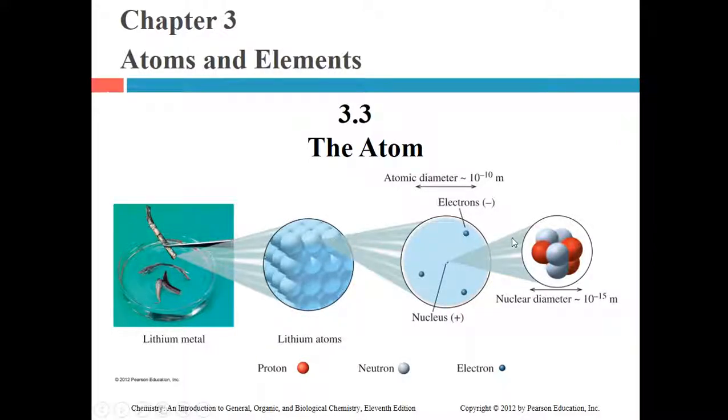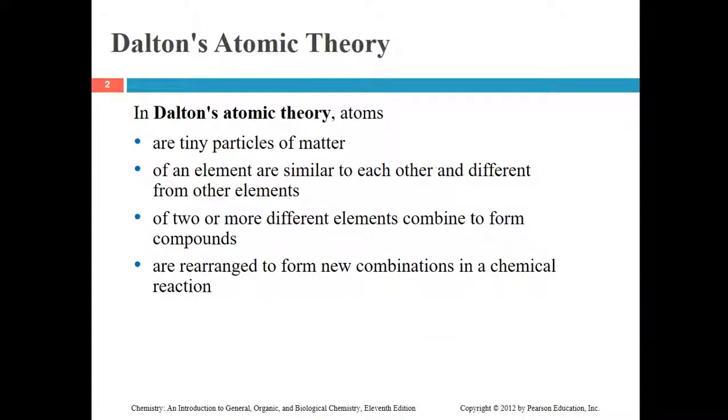Section 3.3. In this section, we're going to learn about the basics of the atom. Now, according to Dalton's atomic theory, and you may go, well, who was Dalton? Well, John Dalton was this incredible man with incredible foresight. It was in the late 1700s, early 1800s, that he came up with his atomic theory.